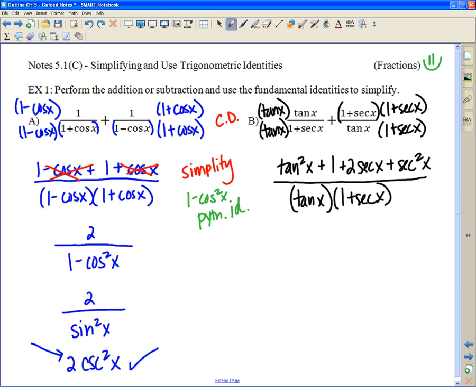It is not necessary to distribute unless you think it's going to help you later. Okay, this looks a little bit intimidating, but I see tangents and secants and squared things, and that makes me feel a little bit better. So the first thing I'm going to find up here is a Pythagorean identity, and I'm hoping that there is one. I know that, oh, let's see.